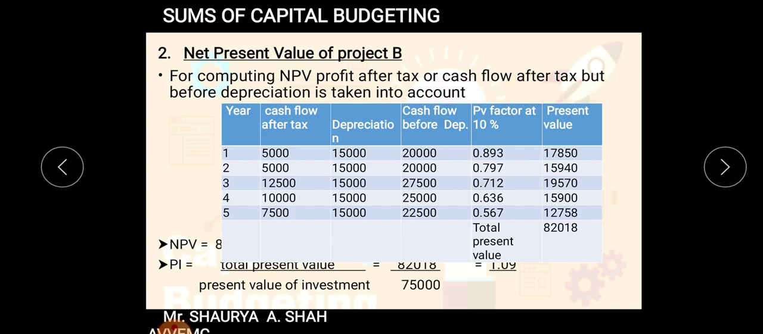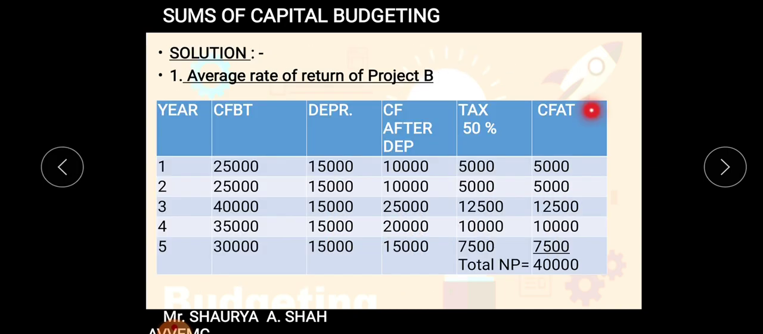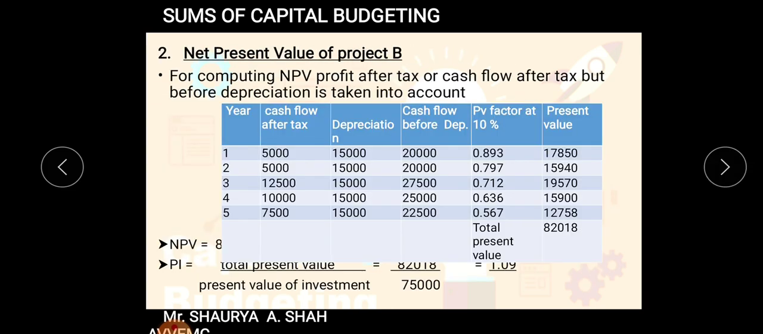Same thing what we did in project A. Again we'll be taking the year, then we'll be taking the cash flow after tax. This is the last column which we found out. We will take the same depreciation, and then again depreciation will be added in the first column, right? So 5,000 plus 15,000 gives me 20,000, 5,000 plus 15,000 gives me 20,000, and so on and so forth, right? Out of this you will be multiplying the capital factor, right? So again the capital factor at 12%, so I'll get the present value.